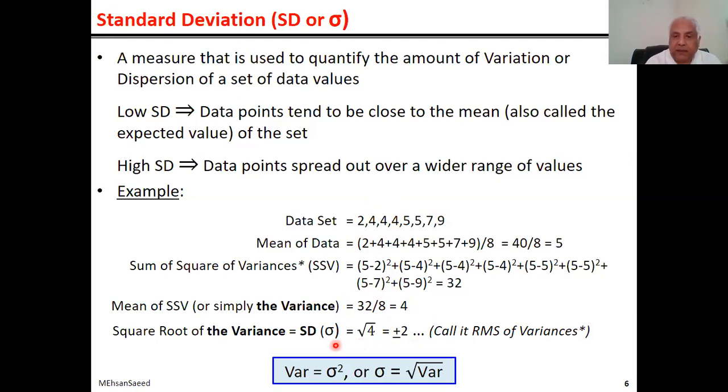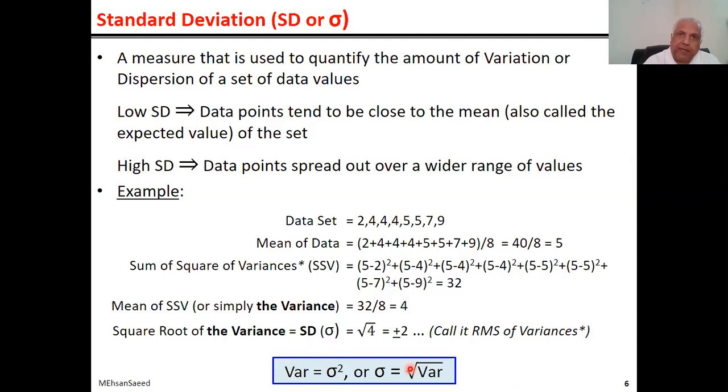Before we shift the slide, there is a definite relationship between standard deviation and the variance. We took a square root of variance, so that means standard deviation is the square root of variance, or variance is the square of standard deviation. And this is expressed in this box over here. So variance is equal to the square of standard deviation, or standard deviation is the square root of variance.